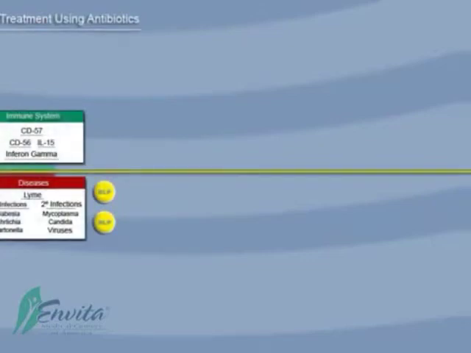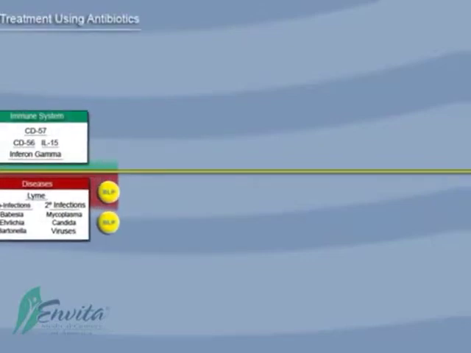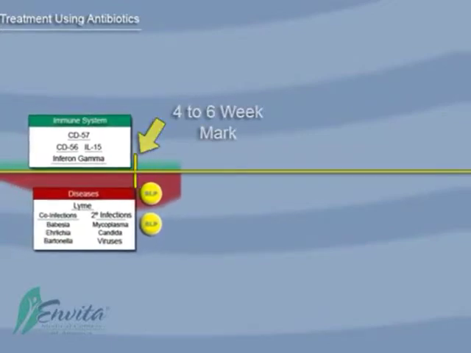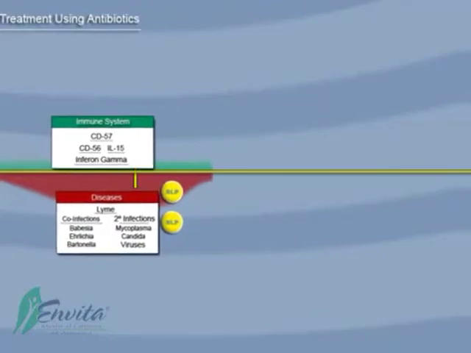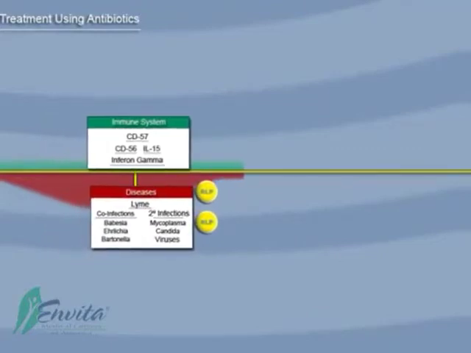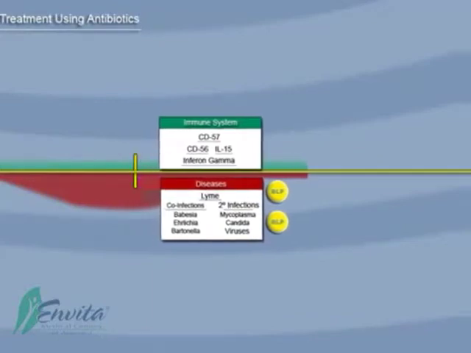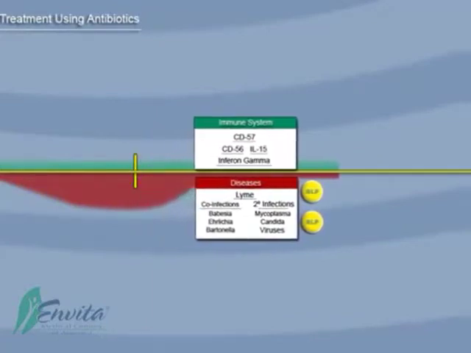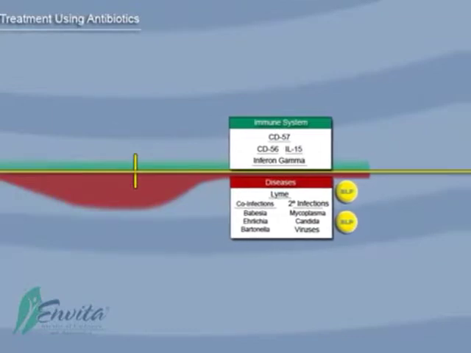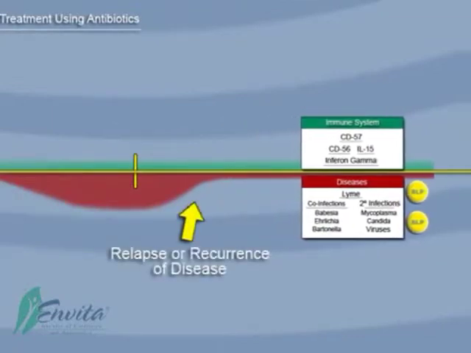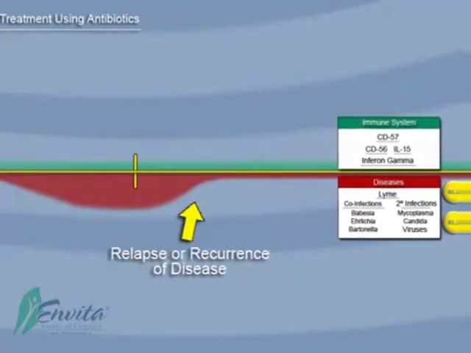Number one, the patient is diagnosed with Lyme disease and then given 4 to 6 weeks of IV antibiotics. You'll notice it does nothing for the immune system except impair immune function, slightly shifting the disease over 4 to 6 weeks, and then you'll see the relapse once the antibiotic treatment ends. You'll notice the antibiotics do nothing to address the co-infections, the secondary infections, or the neurotoxins related to the Lyme disease, and it does nothing to strengthen the immune system.